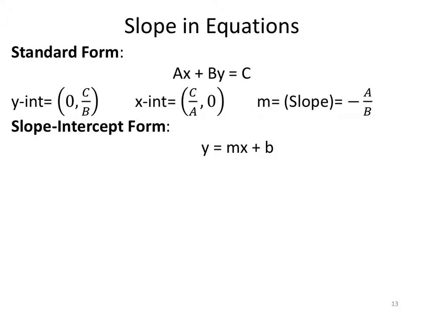Now, in standard form, I would recommend using a table just to find the points, the x and y intercepts, because it's really easy. The slope can be found by taking the negative of the a and dividing it by the b, but that's kind of difficult to remember, okay? As it turns out, we can change standard form into slope-intercept form as well.